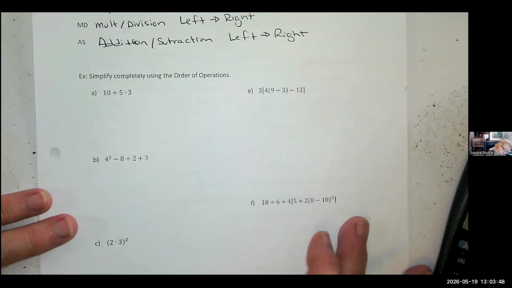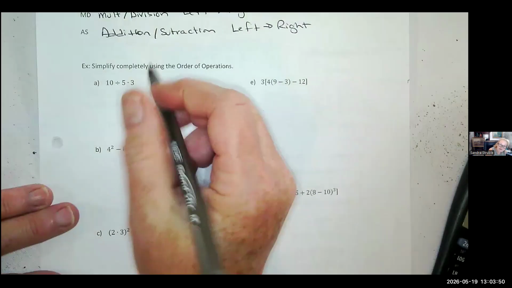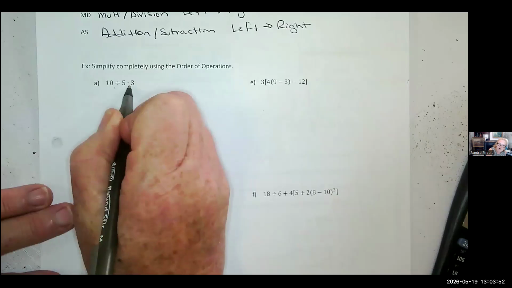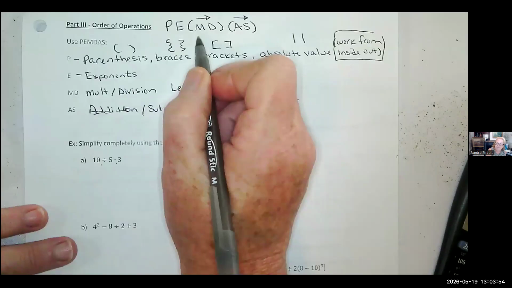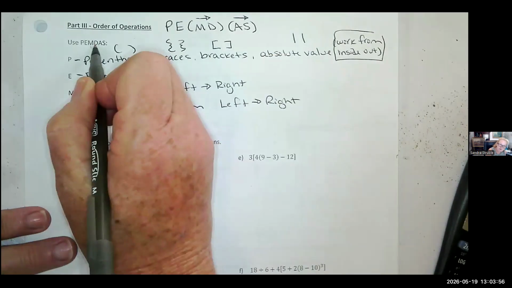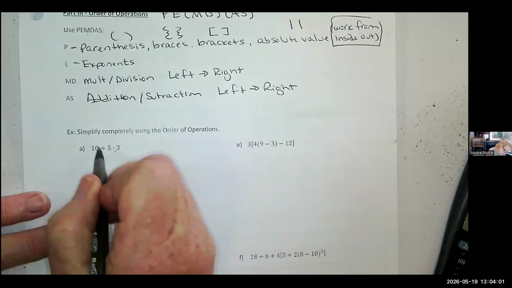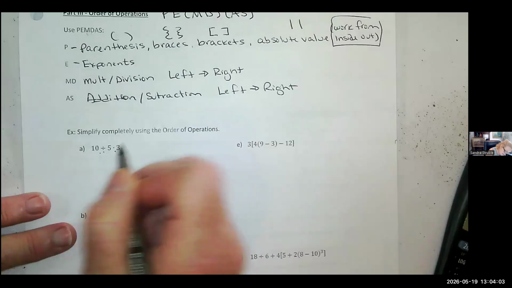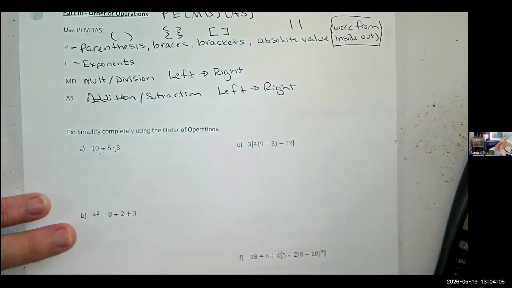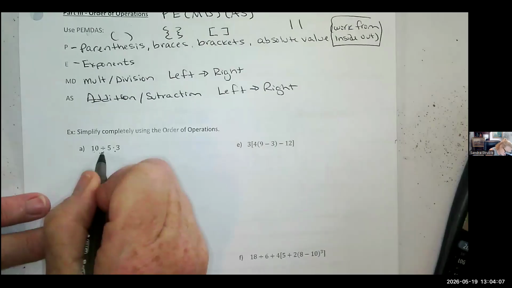So we've got division and multiplication. Now up here, you would think, oh, M comes before D. It's whoever comes first from left to right. Division comes before multiplication. So 10, and I'll show you why, 10 divided by 5 is 2.